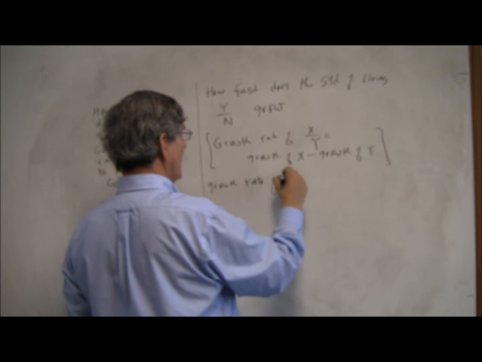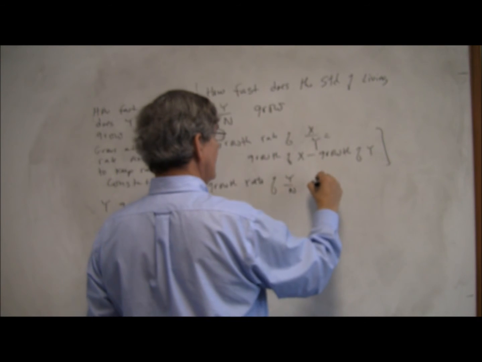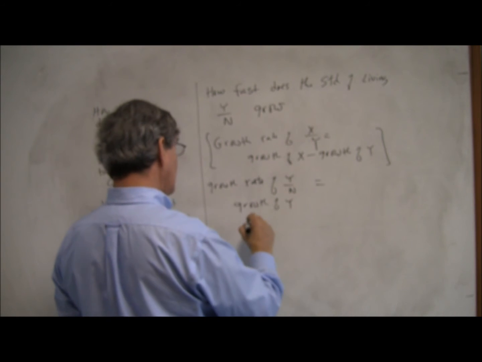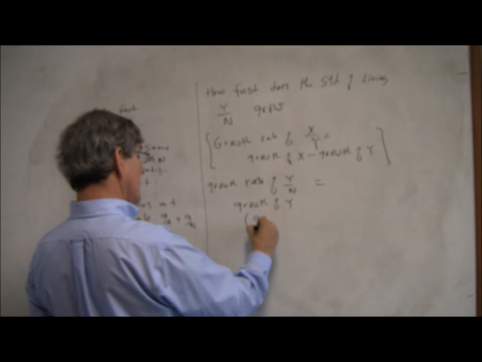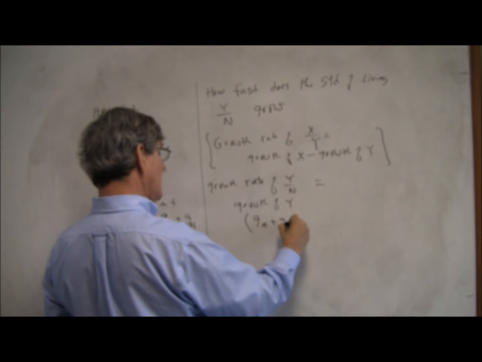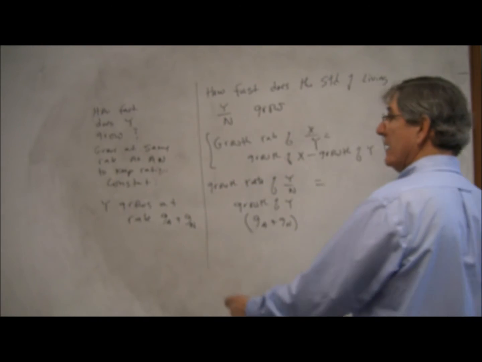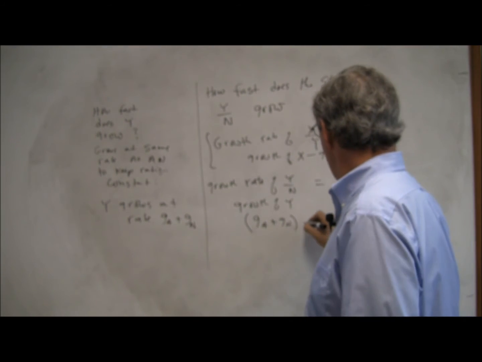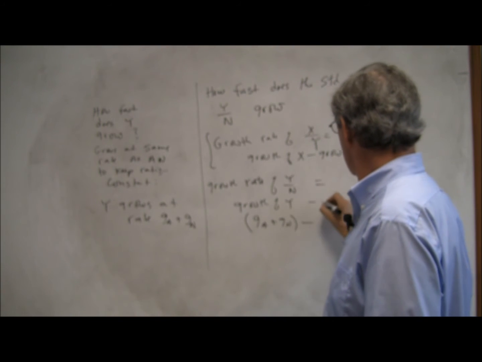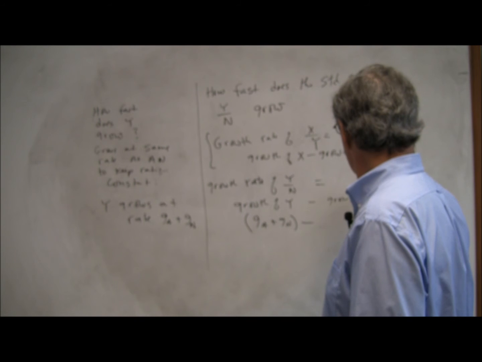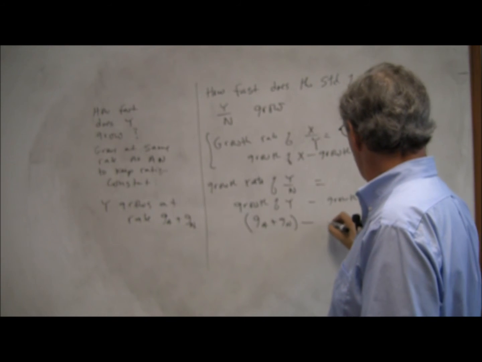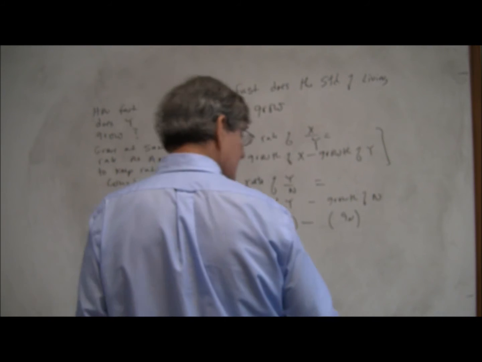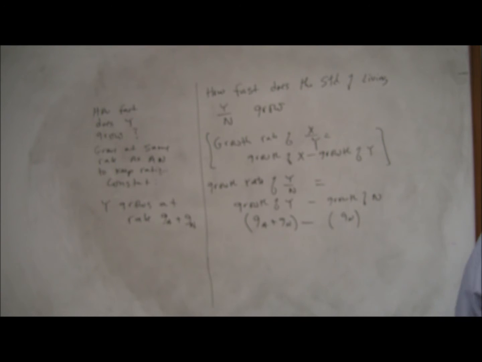So the growth rate of y over n equals the growth of y, which we just argued is g of A plus g of n, has to be to keep y over AN constant, minus the growth rate of n, minus g of n. So that tells us something important. This is the result we're after.